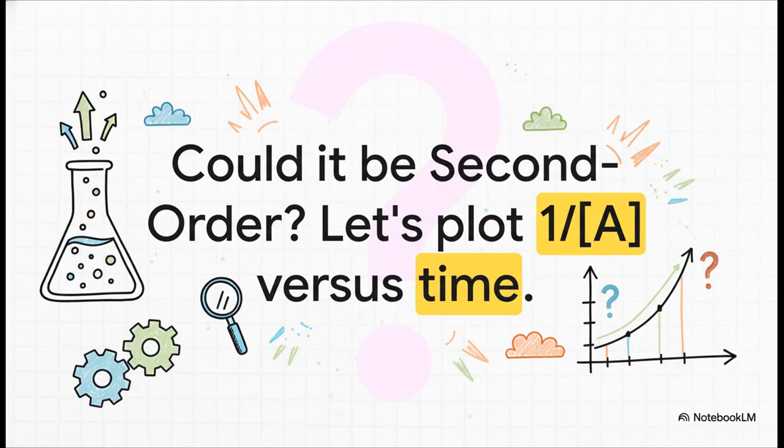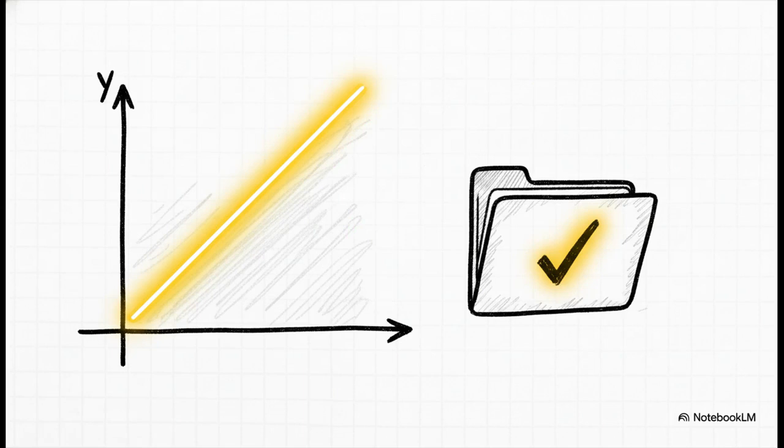So what's next? Let's move on to our other main suspect. Could it be second order? Now, the test for a second order reaction is different. We have to plot the inverse of the concentration. That's 1 divided by the concentration against time. Is this going to be the one? And bingo! Would you look at that? A perfect, beautiful straight line. The evidence is undeniable. The dimerization of butadiene is a second-order reaction. Case closed. We have found its true identity.